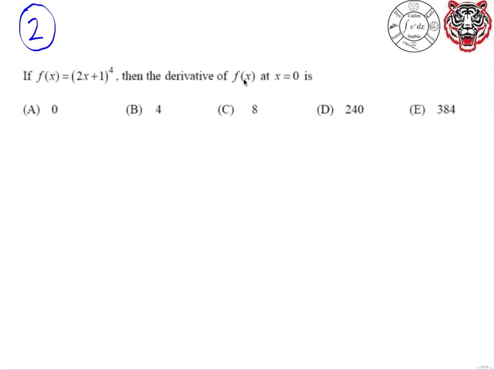So the derivative of f of x is looking for f prime again. So let's find f prime.